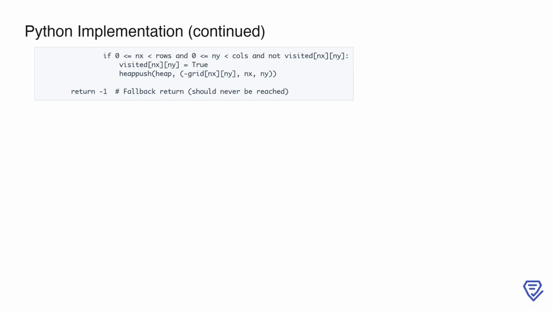After exhausting all possible moves, the loop will eventually terminate when we reach the bottom right corner, returning the maximum minimum value of the path. As a fallback, the function includes a return value of -1, although this case should never be reached under the given problem constraints, where a path is always guaranteed to exist.